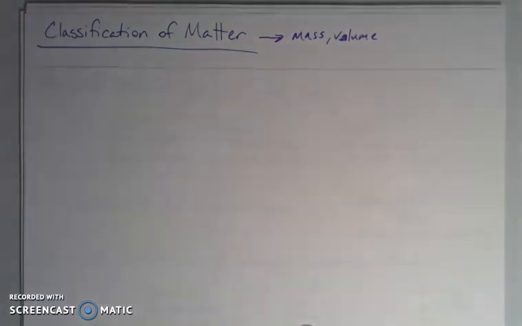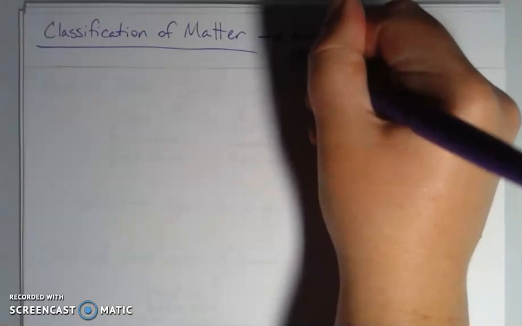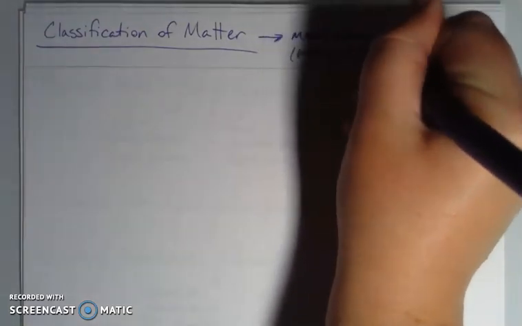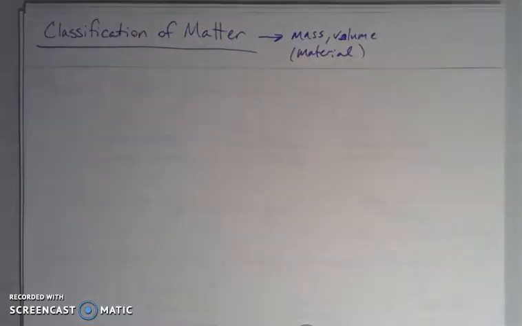And matter comes from the same root as material. So all material things are made up of some amount of matter, right? They're made up of some amount of stuff. They take up some amount of space. And we can talk about different things when we're classifying matter.